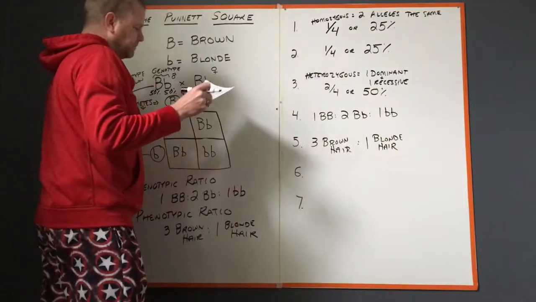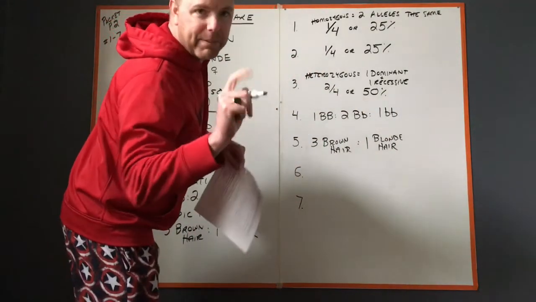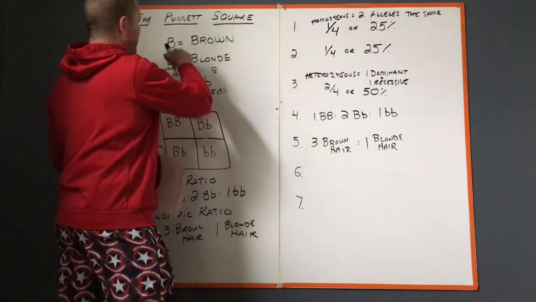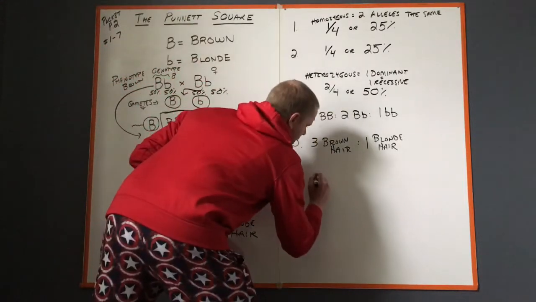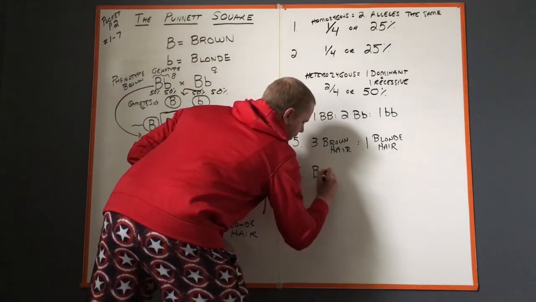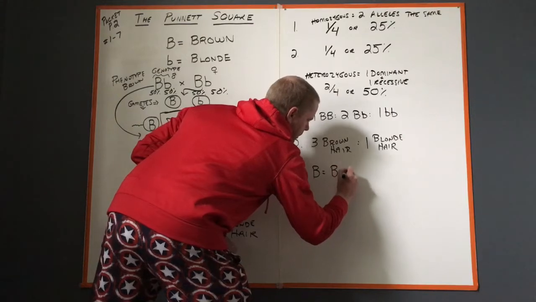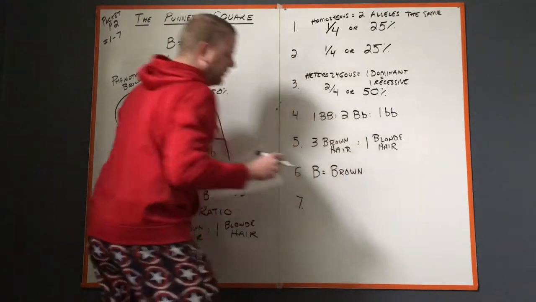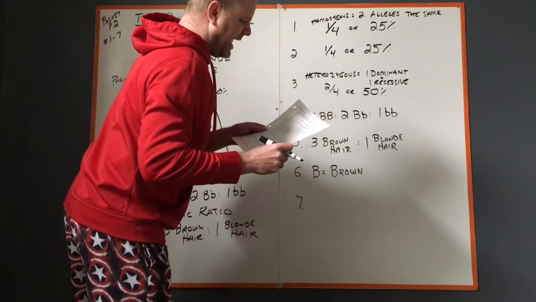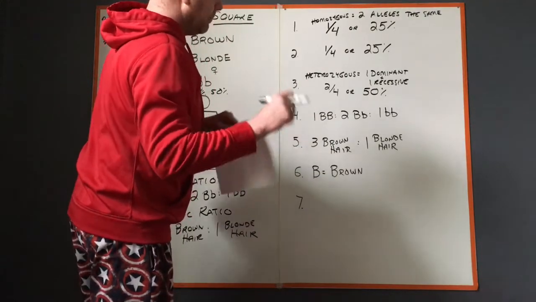Number 6, what is therefore the dominant gene? Well, we symbolize that with a capital B, and so the dominant gene was big B, which equaled brown. And number 7, here's our last question. Is there a heterozygous blonde?